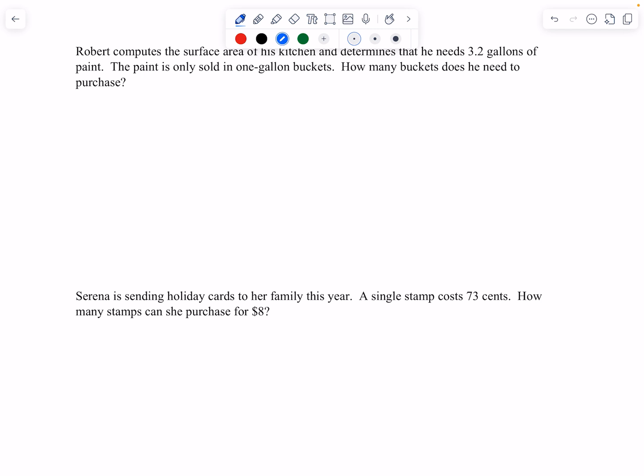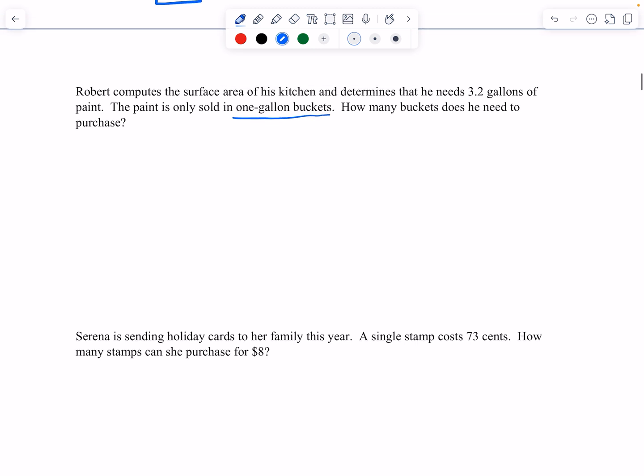Robert computes the surface area of his kitchen and determines that he needs 3.2 gallons of paint. The paint is only sold in 1-gallon buckets. How many buckets does he need to purchase? So if he needs 3.2 gallons and those paint buckets only come in 1-gallon increments, he's going to have to purchase 4 gallons of paint.